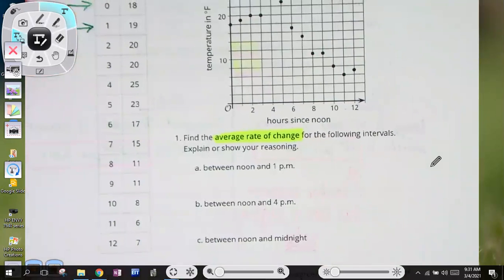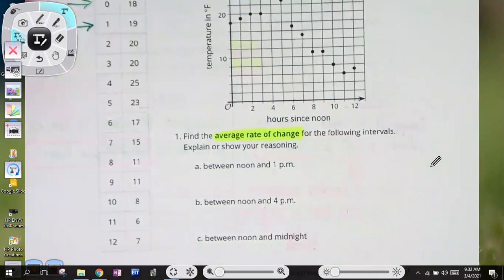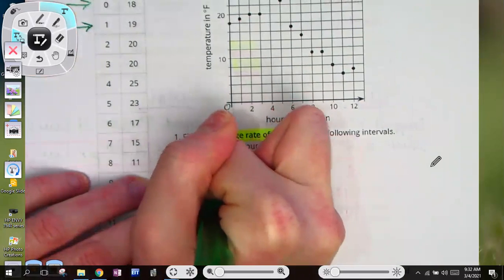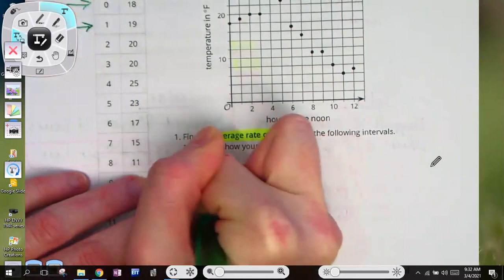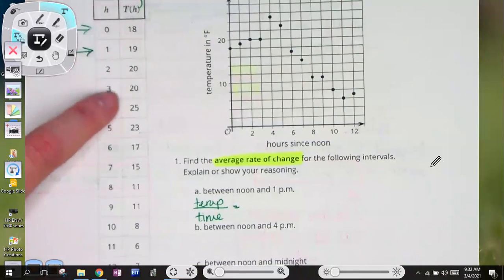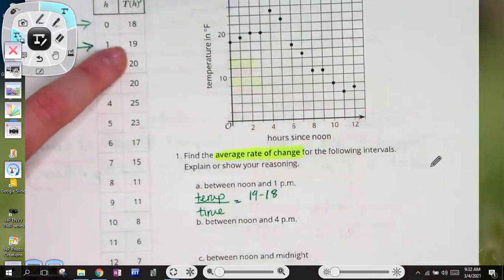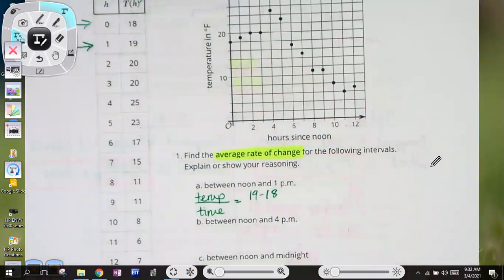All right, so we're talking about the change of our temperature over a period of time. So let's do temperature over time. How am I going to find the difference in my temperature between 1 p.m. and noon? We just subtract them. So let's do 19 minus 18. You could have done 18 minus 19, you'll get the same answer.